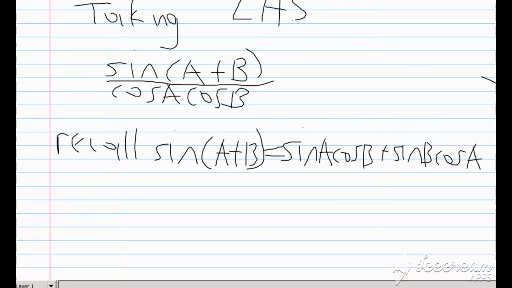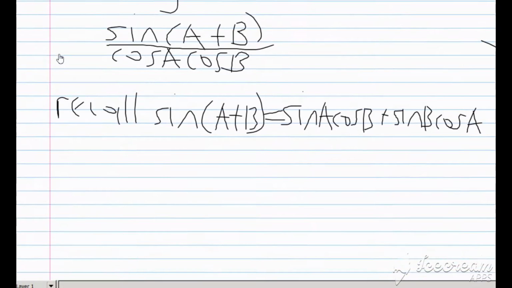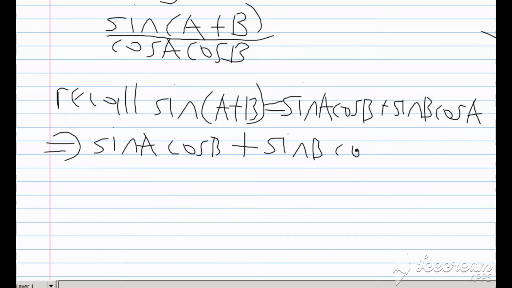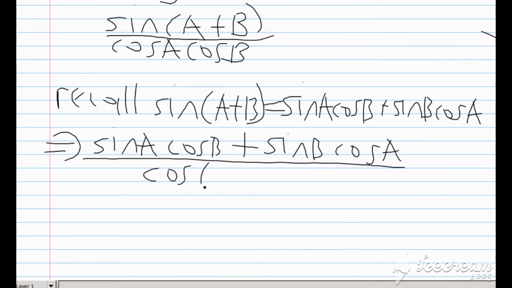And there are several manipulations. It doesn't really matter because multiplication is commutative. So what it means now is that I'm going to go to the numerator and replace that sine of A plus B. So this actually becomes sine A cosine B plus sine B cosine A all over the cosine of A cosine of B.